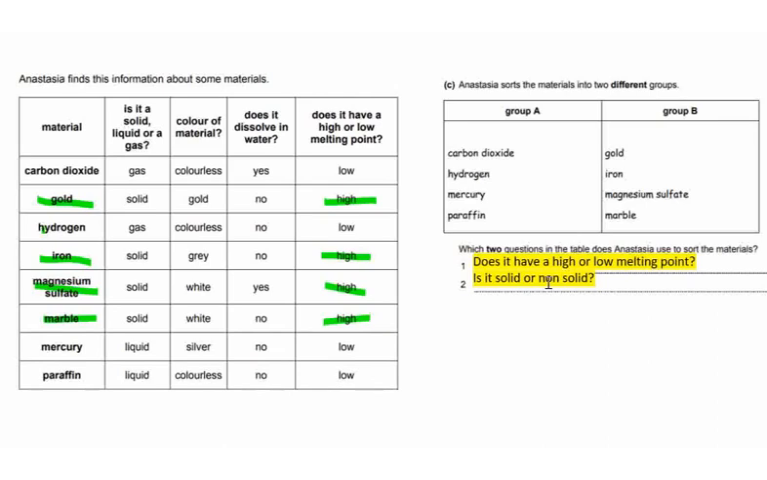Now what about, is it solid or non-solid? We see from the table that gold, iron, magnesium sulfate, and marble are all solid, so we group them in solid group B. While carbon dioxide is non-solid, hydrogen is gas, mercury and paraffin are liquid, so they are non-solid.